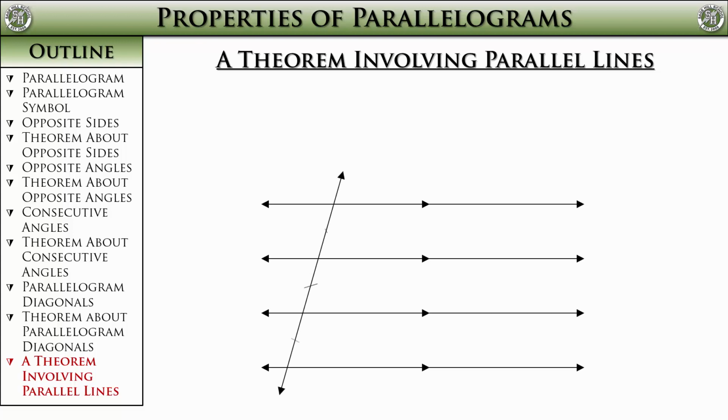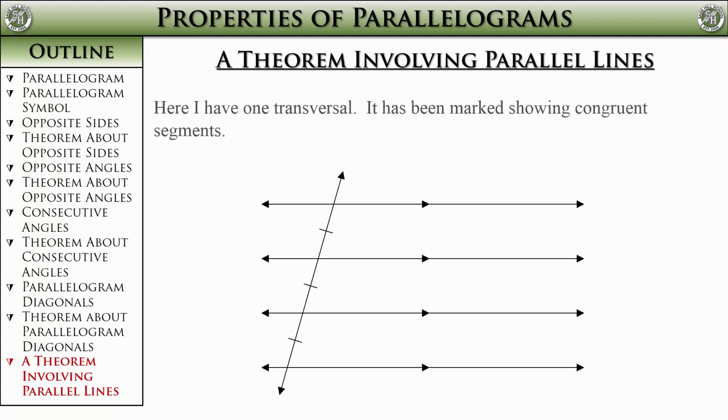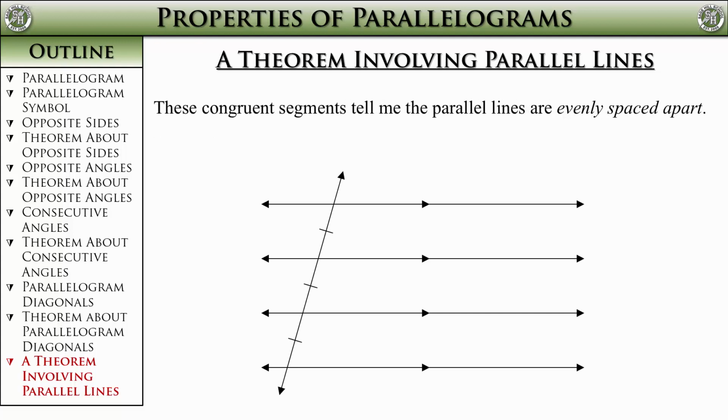I have marked this transversal, showing that it has been chopped up into congruent segments. This means that these parallel lines are evenly spaced apart, so just be on the lookout for a transversal where it has been marked with congruent segments. It's handy to have evenly spaced lines. In fact, many of you probably have lined paper in front of you where you have a bunch of evenly spaced parallel lines on it. If you do, you can use that to demonstrate to yourself that this next effect really does work out, although you should have a straight edge, ideally a ruler, that you draw with.